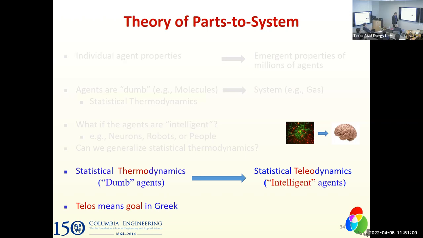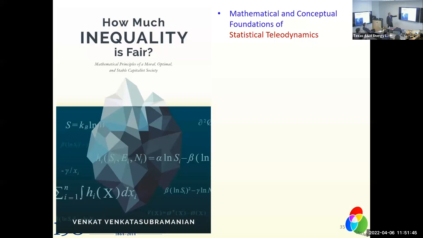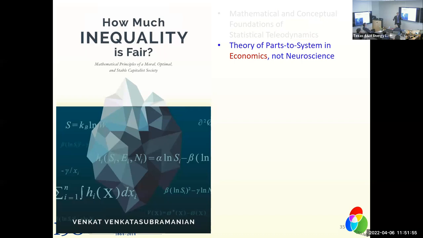In thermodynamics, molecules change states driven by thermal agitation. In teleodynamics, agents switch states driven by goals. Because, you know, you want to graduate and go make more money, and have a better quality of life, this and that. So we are driven by these desires of various goals, and this drives our dynamics. Basically, I developed this in order to do this neuron to brain business, but I ended up in economics. The mathematics took me, without me realizing it, to economics, not neuroscience.